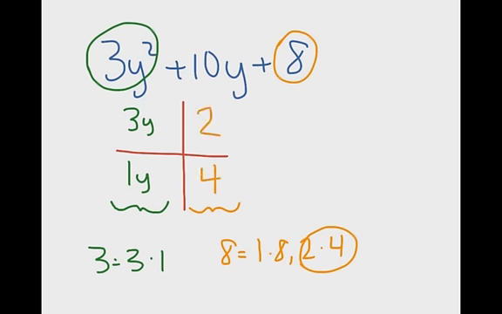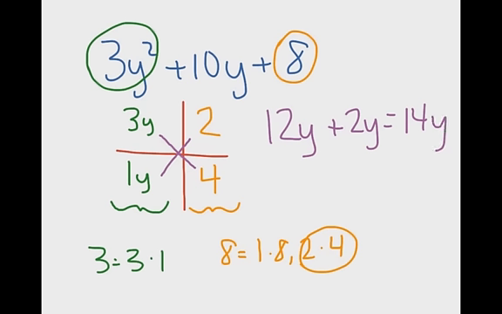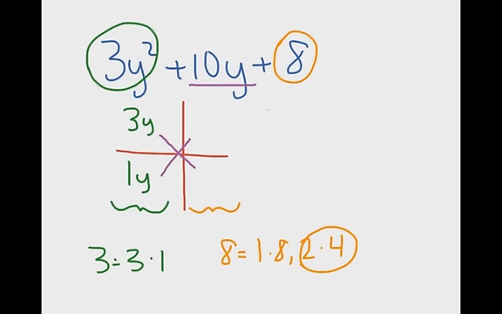Then we're going to cross multiply, so take our 3y times our 4 to get 12y, and then our 1 times 2 to get us a 2y. That equals 14y. And we're trying to cross multiply and add together to get our middle term here. So we're looking for 10y, and we got 14y. So we know that having the 2 on the top and the 4 on the bottom is not the correct order. So let's try and put the 4 on the top, and then we will put our 2 on the bottom.